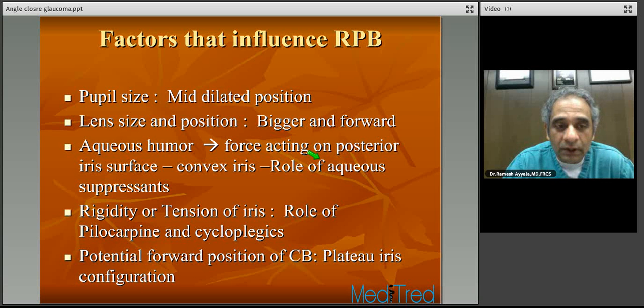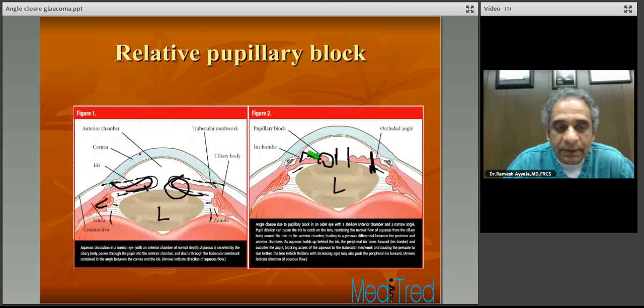Aqueous humor, or the rate of aqueous humor formation. Now remember, the aqueous is the force acting on the posterior surface. Let's go back to this picture again. The aqueous that is being formed by the ciliary processes, occupying the posterior chamber and trying to get its way into the anterior chamber, is going to exert a certain vector force on the posterior surface of the iris. And it's because of that that you normally see a slight convexity to the iris.